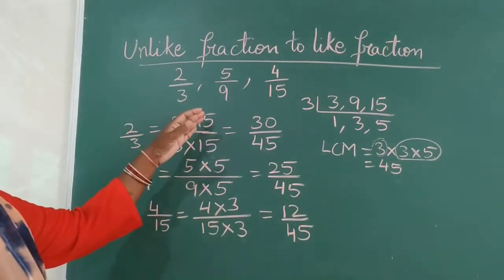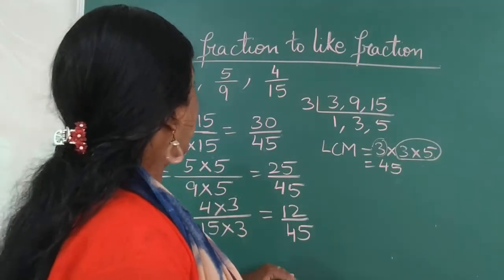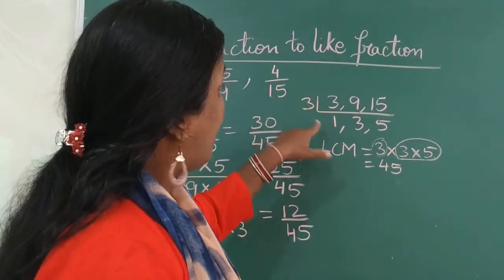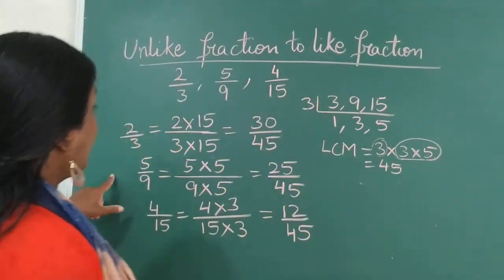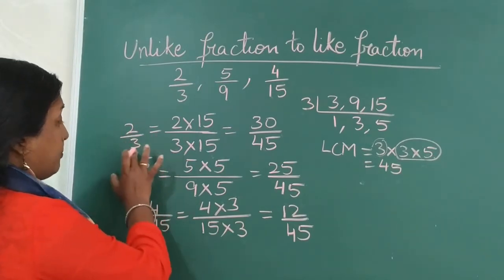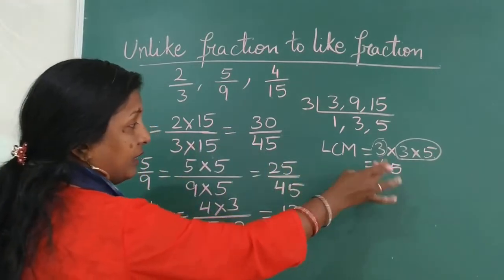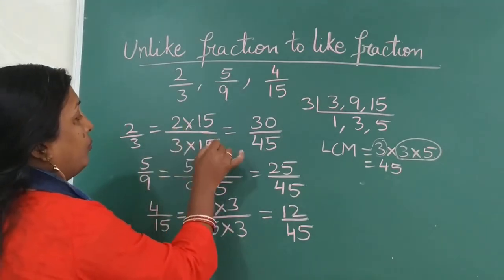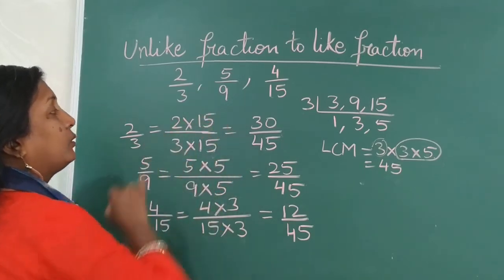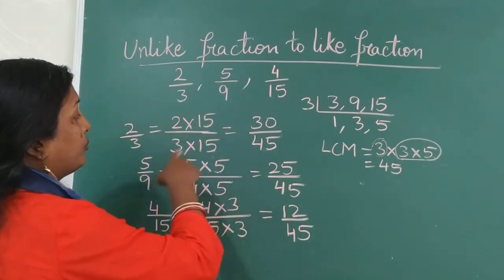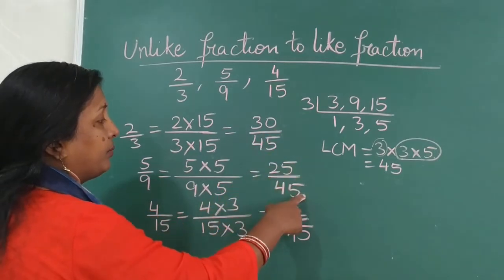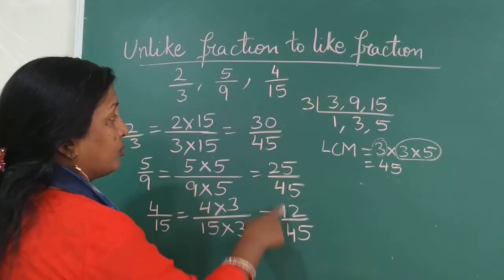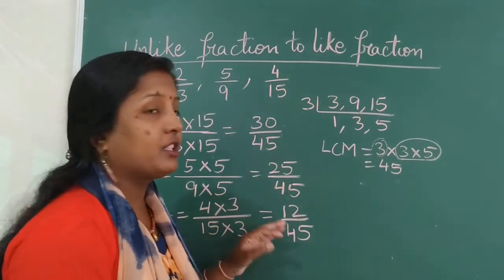So let me repeat this process again. What did we do to make like fractions? First we took the LCM of the denominators. After finding the LCM of the denominators, you find a number which multiplies with the denominator and gives you the LCM. So 3 into 5 we got 15. Whatever was multiplied to the denominator was multiplied to the numerator also. So with that process we got 30 by 45, 25 by 45, 12 by 45. Now you can see all the denominators are the same, so it is easy to compare which is big and which is small.